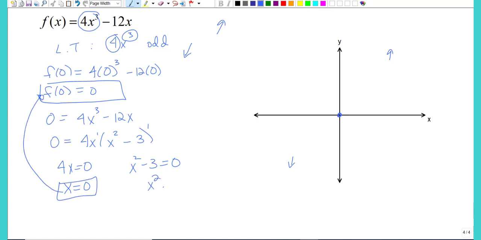But here, when I take the square root, I get plus or minus the square root of 3. That is a real number. It's not pretty, but it's a real number that needs to go on the graph. So we have positive square root of 3 and negative square root of 3. And those are all single. So the graph is just going to pass through those points.